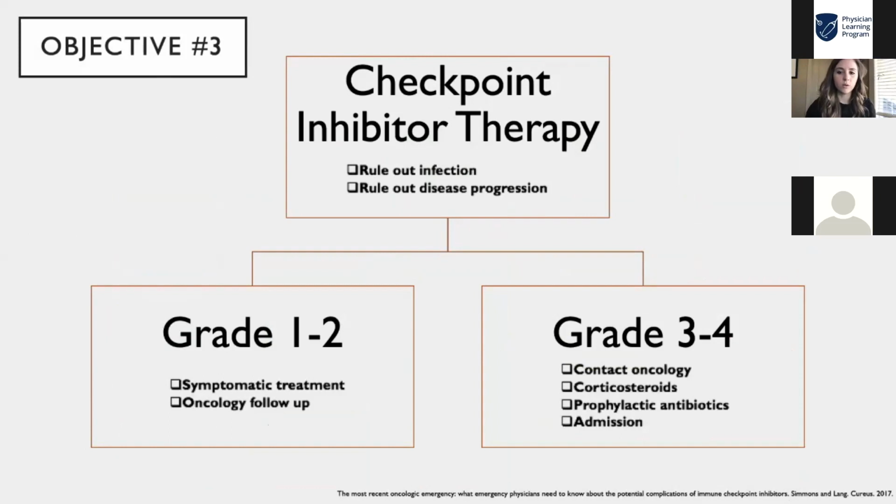So as a review, if we have patients that present to the ED on checkpoint inhibitor therapy, our role is to consider the diagnosis of an immune-related adverse event, while also investigating to rule out infection or progression of disease. If there's a high suspicion of an immune-related adverse event, we need to assess the severity of disease. Typically, grade 1 and 2 reactions generally require symptomatic treatment and oncology follow-up, whereas grade 3 and 4 reactions generally require admission and treatment with antibiotics as well as immunosuppressive therapy.